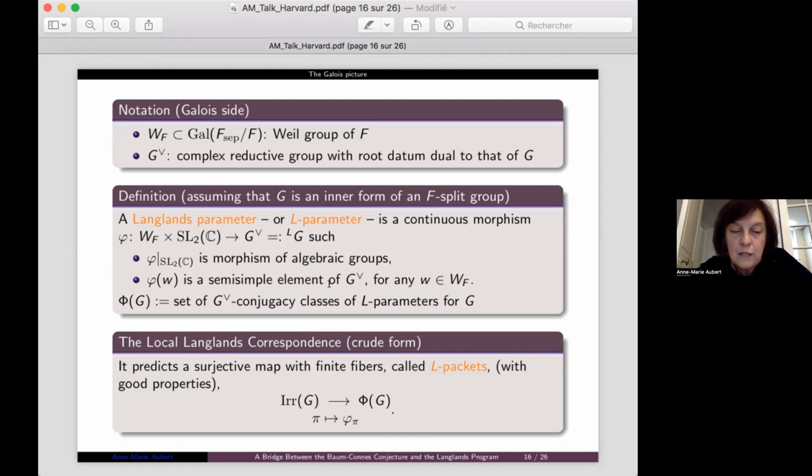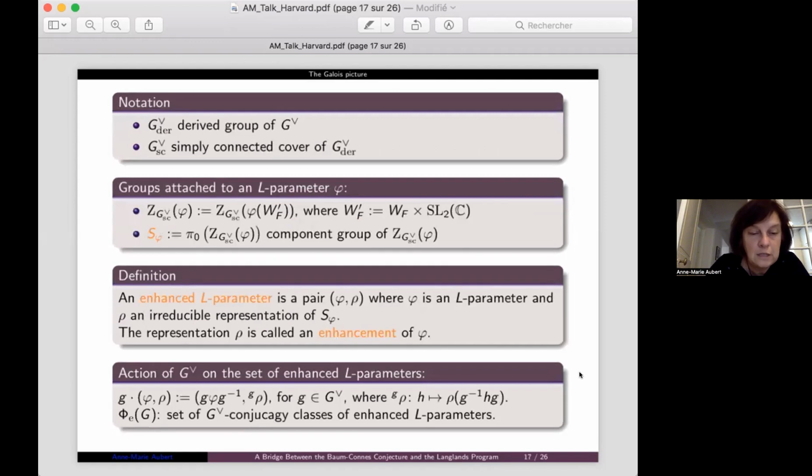And then the group G-check acts naturally on the L-parameters, and I will denote by Phi(G) the set of G-check conjugacy classes. So what is the local Langlands correspondence? First, the crude form of it predicts the existence of a surjective map with finite fibers, and the fibers are called L-packets, with a list of good properties that again I will not give, from the smooth dual of G to the set of conjugacy classes of L-parameters. But of course, this map is just surjective. In the case of GL_N, it is a bijection, but in general, it's only surjective.